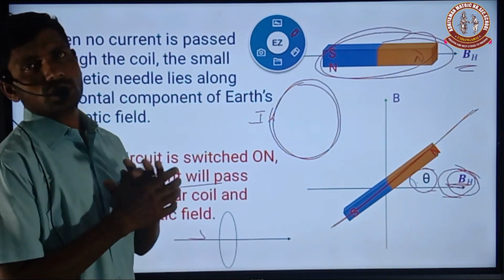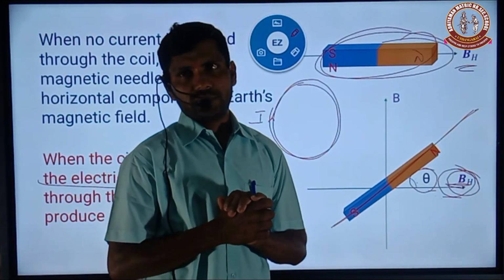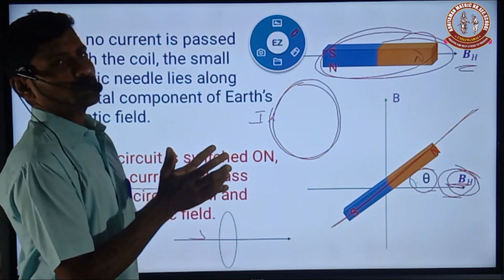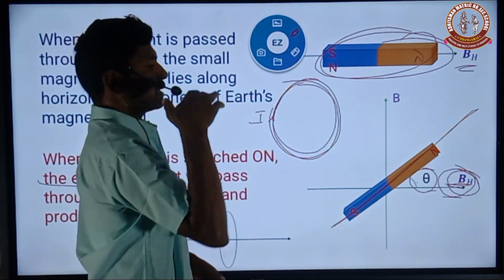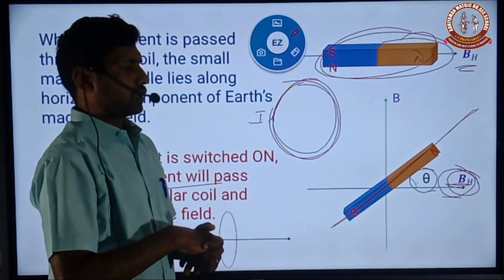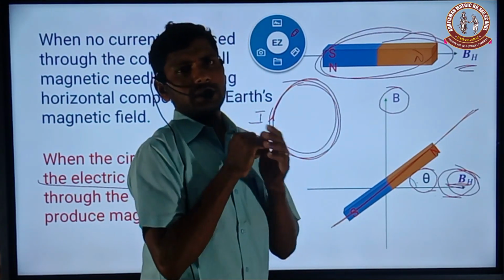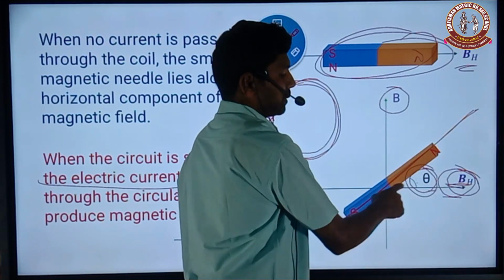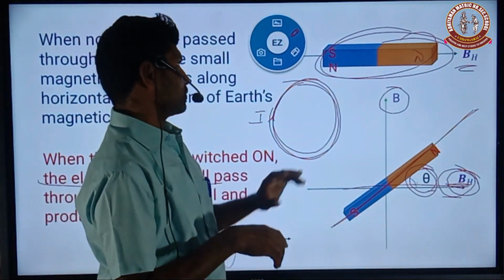When no current passes through the coil, the small magnetic needle lies along the direction of the earth's magnetic field. Now the current I passes through the coil. The magnetic field produced inside the coil is uniform, and its direction is normal to the plane of the coil; call it B. So two magnetic fields act on the magnetic needle. The needle is deflected to the resultant of the two fields, making angle theta with respect to the horizontal component of the earth's magnetic field.